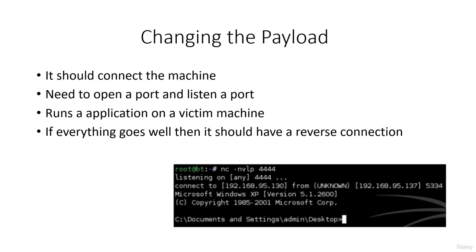So as you saw in the picture, I have a reverse connection. So after running the script, there, as you can see, the reverse shell has been connected, and I am connected to the victim machine. So this is how to change the payload and customize the script the way you want, because if everything goes well, then it should have a reverse connection.